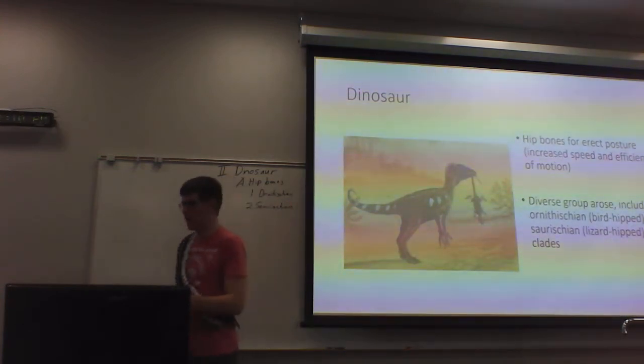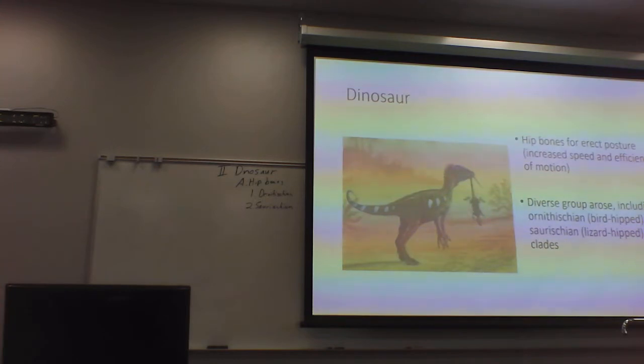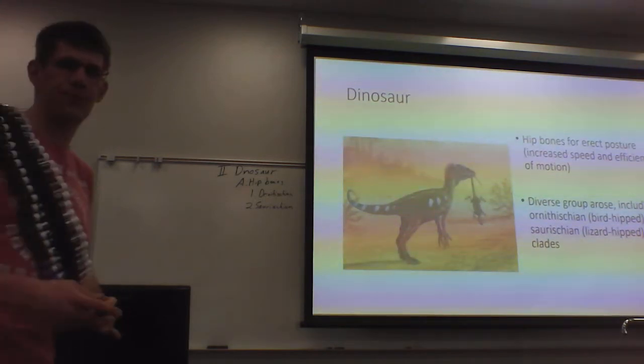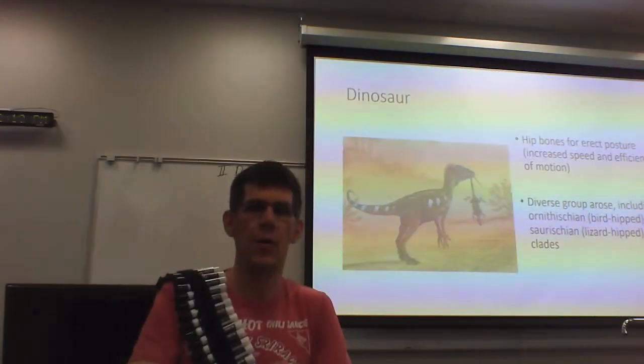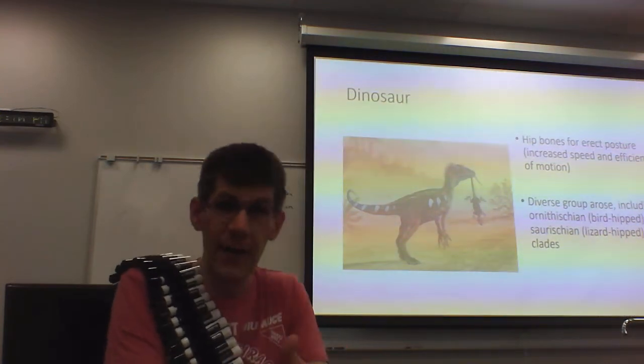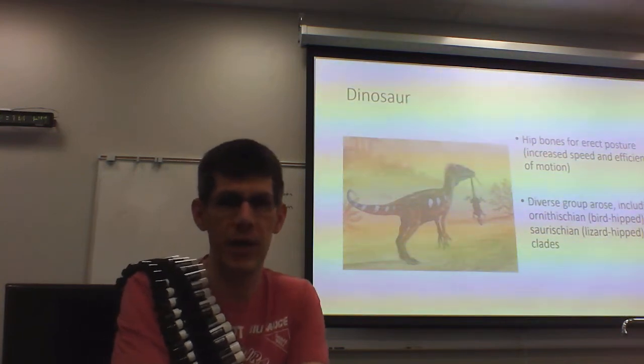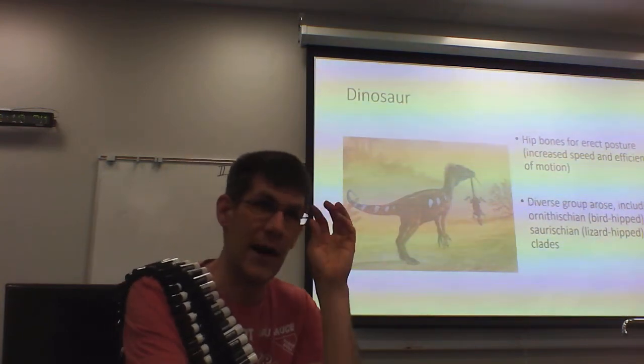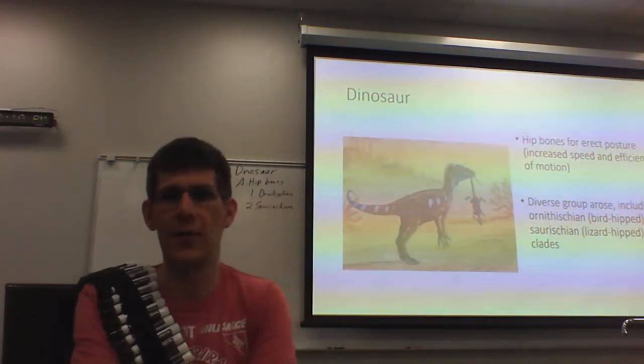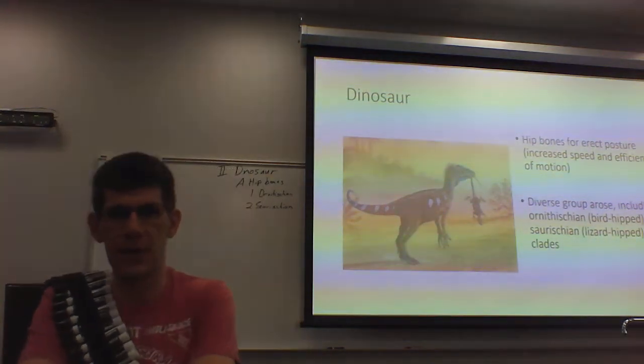The ornithischian, think ornith, like bird, and ischian, which is hips. Ornithischians had what we call bird hips. Now, fun fact, they didn't give rise to the birds, but the hips are more bird-like. The saurischian, the lizard-hipped dinosaurs, are actually, ironically, the ones that would give rise to later birds.